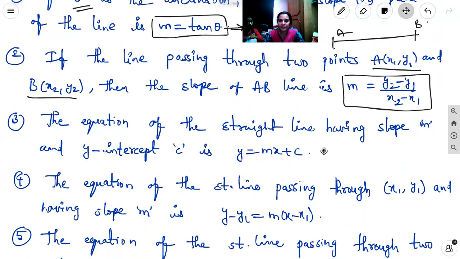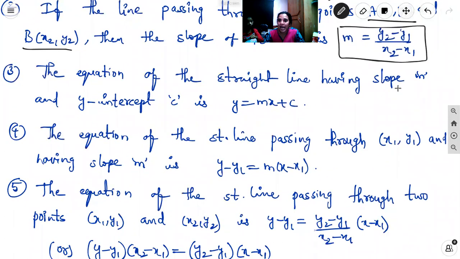The third one is: if the straight line has slope small m and y intercept c, then the line equation is y equal to mx plus c. With the slope m multiplying the x coordinate, and the intercept being a constant, we should remember the straight line y equal to mx plus c. Here m is the slope and c is the y intercept.